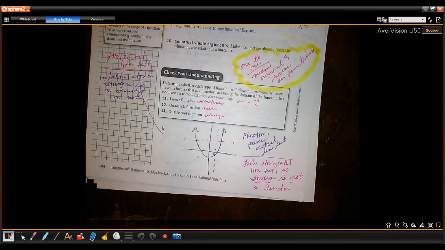So there you go. So one-to-one means that the original is a function and the inverse is a function, which means for every x, there's only one y. And for every y, there's only one x. So for every x, there's only one y. And for every y, there's only one x. So that's what one-to-one means. That's about all I got.